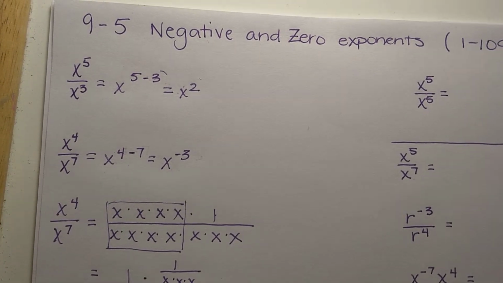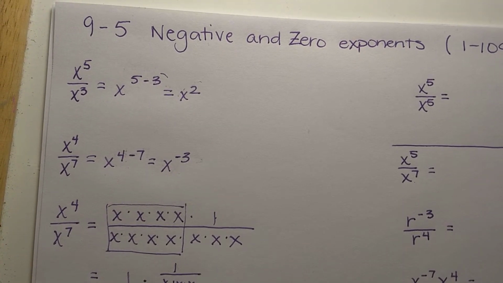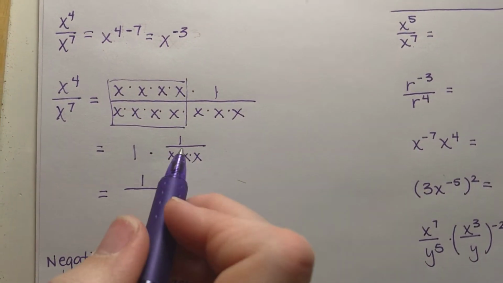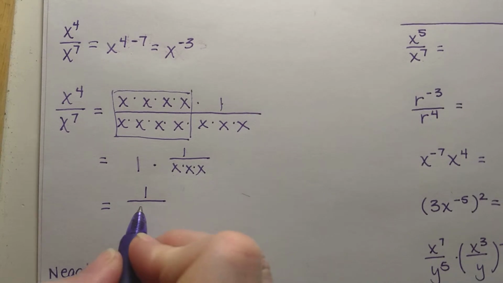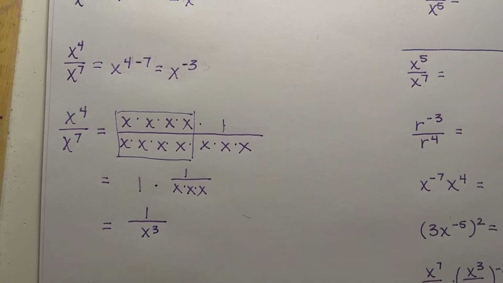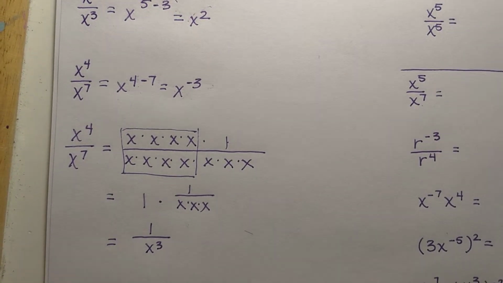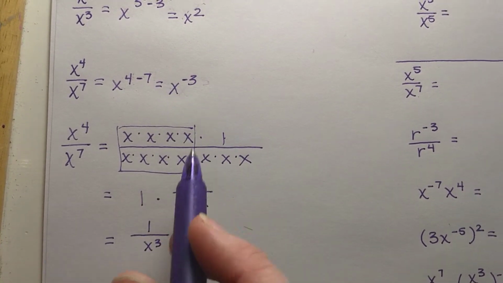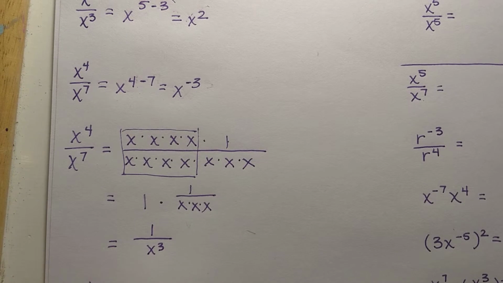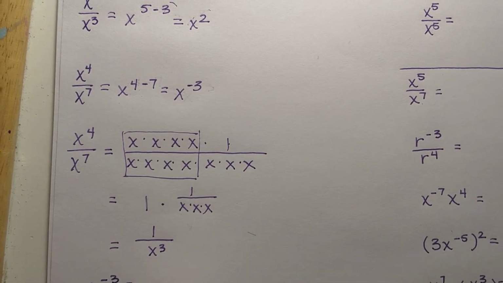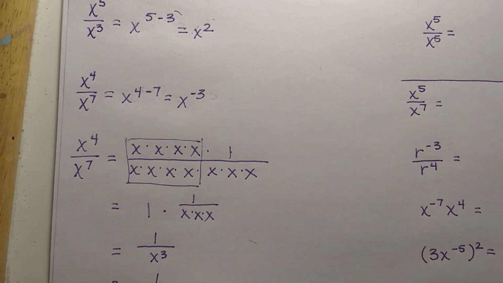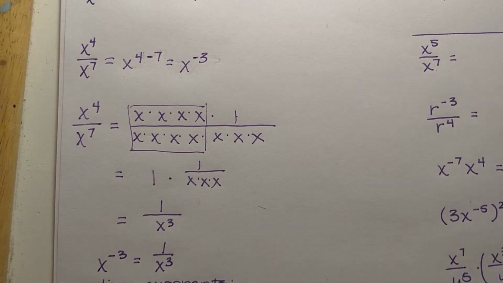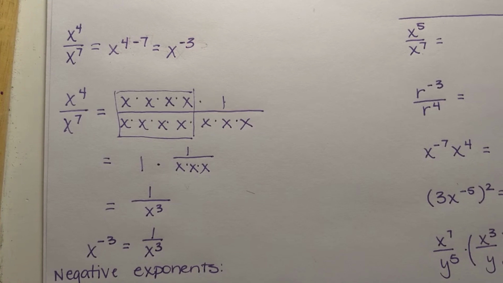So that 1 doesn't really matter. 1 over x times x times x, and x times x times x is x to the third, so that's 1 over x to the third. So what that means is my x to the negative 3 and this 1 over x to the third must be the same, right? I got that from just working it 2 different ways. So x to the negative 3 is equal to 1 over x to the third.